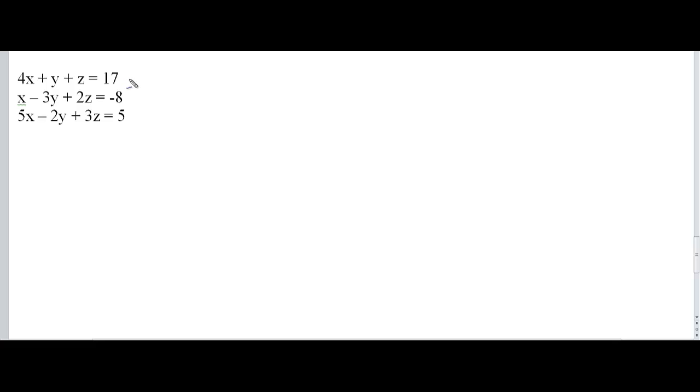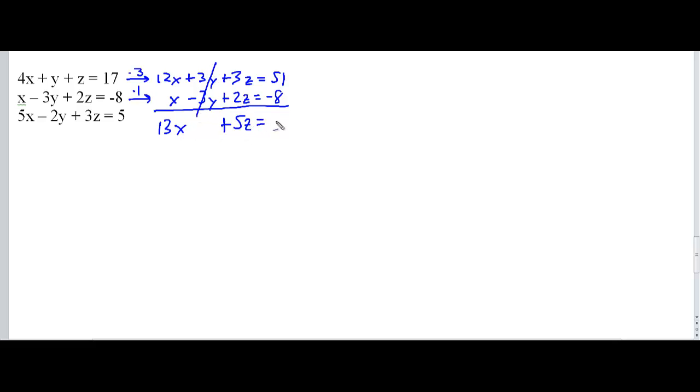Let's take our top equation and multiply it by 3, so it becomes 12x plus 3y plus 3z equals 51. Then take our second line and keep it the same, multiplying it by 1. So this becomes x minus 3y plus 2z equals negative 8. Draw a line and start dropping these out. We get 13x, these y's go away, plus 5z is equal to 43.